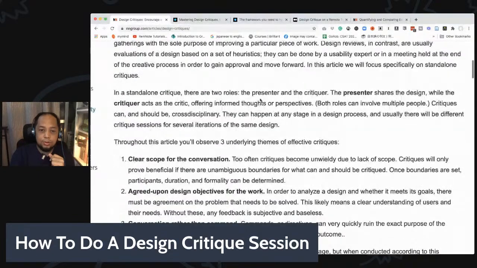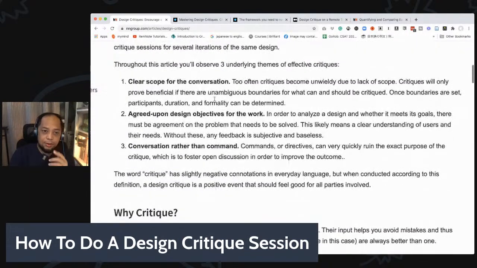There are two roles, basically the presenter and a critiquer. The presenter presents the design and the critiquer acts as the critic. Okay. You need to have a clear scope of the conversation. You need to have agreed upon design objectives for the work, and conversations rather than command.